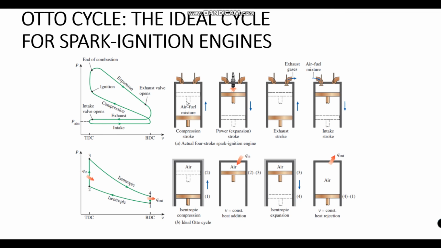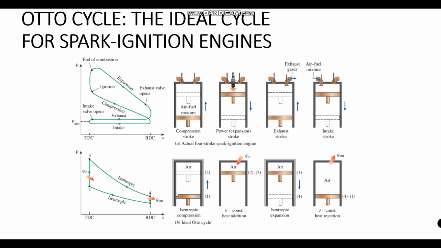The Otto cycle, the ideal cycle for spark ignition engines, right? The spark ignition engines generally consist of 4 strokes. In the top picture we can see the real one, in the lower one we can see the ideal cycle. So the isentropic compression means that when we compress some fluid, the entropy of this fluid doesn't change, which is impossible, right?